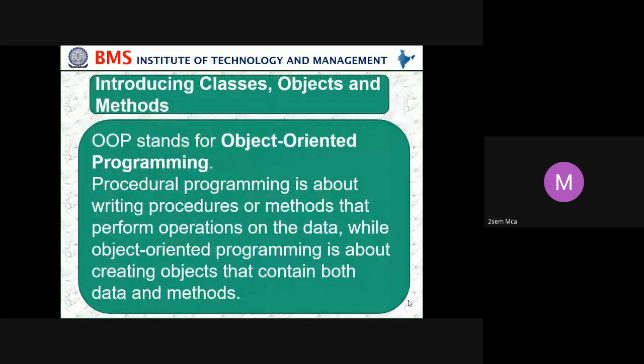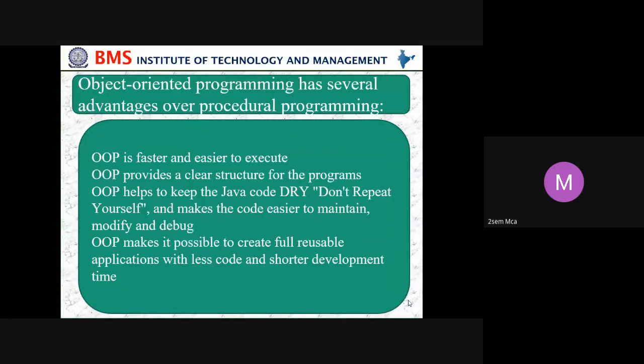Okay. So we'll start with what is class, object, and method. So in OOP, what is this? OOP stands for object oriented programming. In procedural programming, it is about writing procedures or methods that perform operations on the data, while object oriented programming is about creating objects that contain both data and methods. Object oriented programming has several advantages over procedural programming.